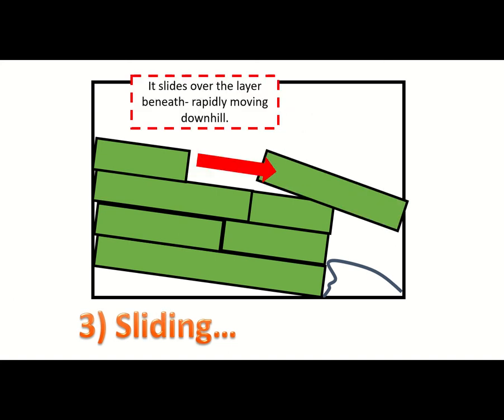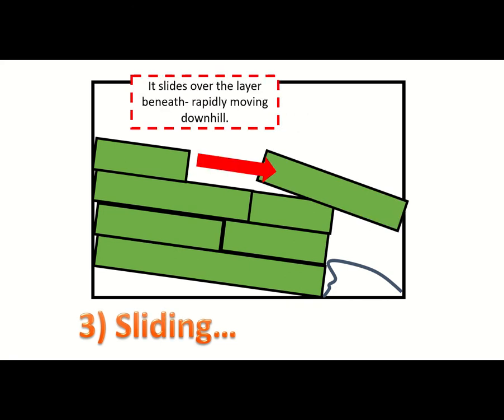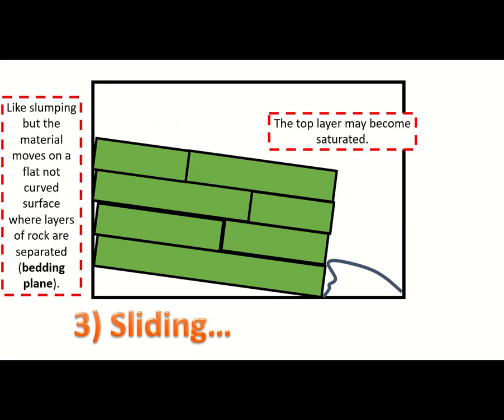So sliding would literally be that rapid movement downhill of large chunks of rock. It's like slumping, but on harder geologies where they're tilted towards the sea and they're lubricated by the rain. So again, rockfalls, slumping, sliding, you should now have all the notes on those different mass movement types.